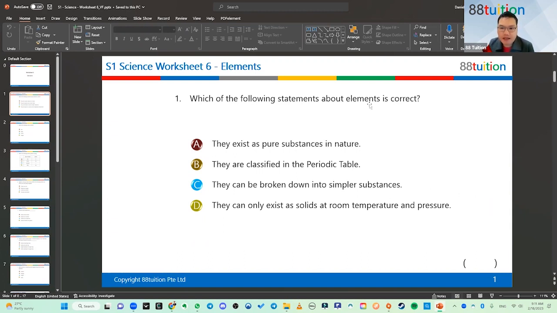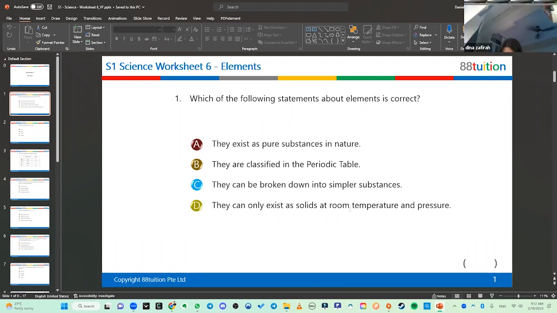Elements is like you break it down into the smallest form possible. You cannot break it down anymore. That's elements. So elements cannot be broken down into simpler substances. They are the simplest already. And last but not least, Dina, can you read statement D for us?